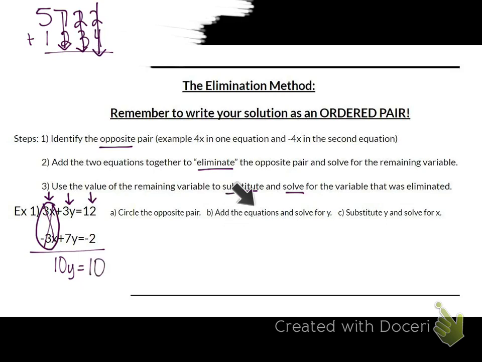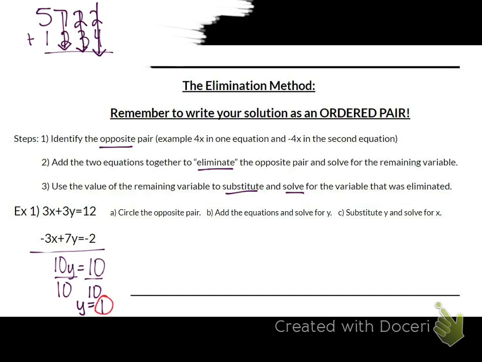Okay, so we added the equations. Now we're going to solve for y. How would we do that? Divide. What does y equal? Y equals 1. Substitute y and solve for x. So when we do this, we have to pick if we're going to substitute into the top equation or the bottom one. And it really doesn't matter which one you pick. So you tell me, are we going to use the top one or the bottom one? Okay. If you used the bottom one, you should still get the same answer.